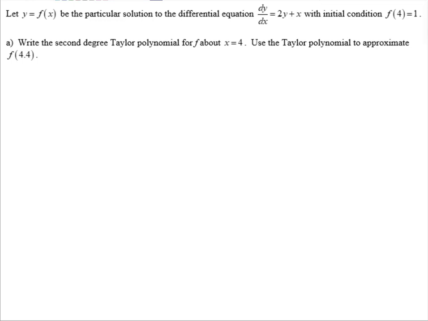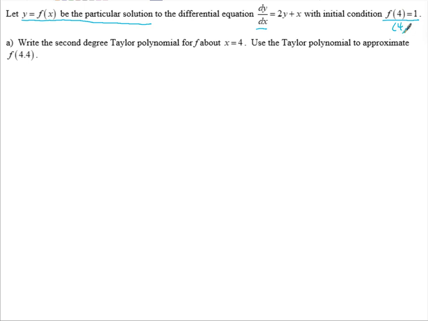The Lagrange error bound. So this problem says let y equals f of x be the particular solution to this differential equation. That means this is the derivative of the function f of x, but notice it has x and y in it, and it goes to this point, (4, 1). So there's one point on the original function.